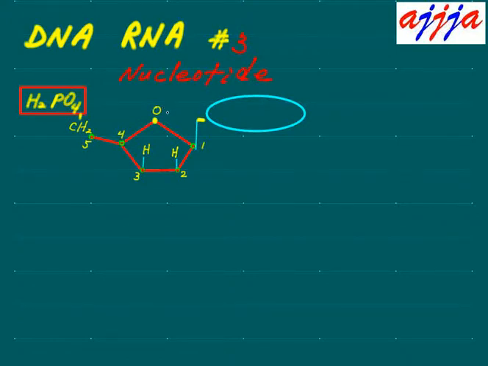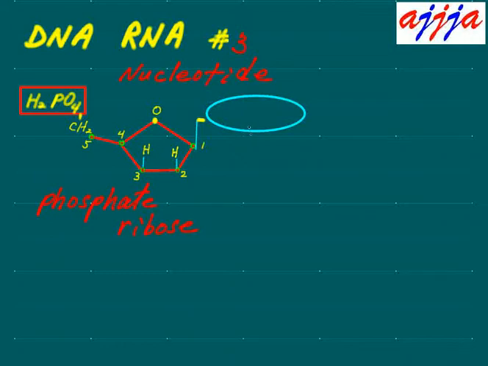So now, a nucleotide consists of a phosphate, H2PO4, right there. All right, so phosphate. And as we talked about in the last video, that's pentose, which is ribose.